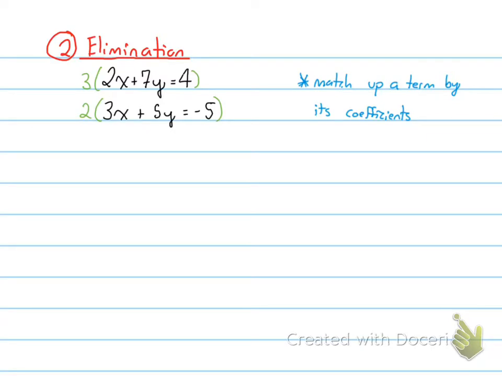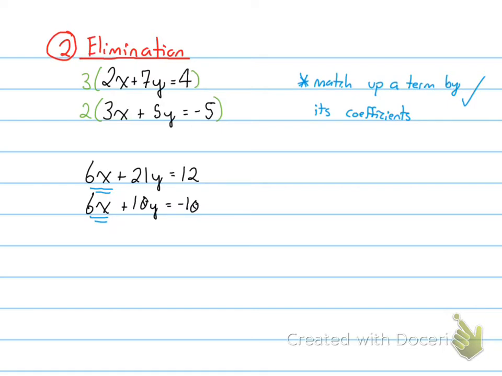Now, when I multiply every term on the top by 3 and the bottom by 2, I have 6x plus 21y equals 12 and 6x plus 10y equals negative 10. Now my x's match up and I'm easily going to be able to eliminate them entirely from the equation. Then I'll have a one variable equation to solve.